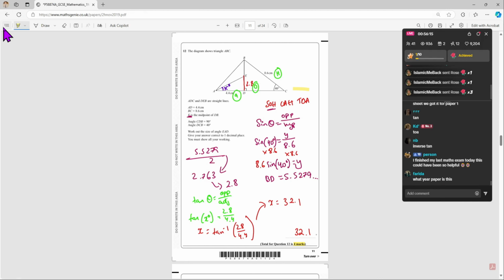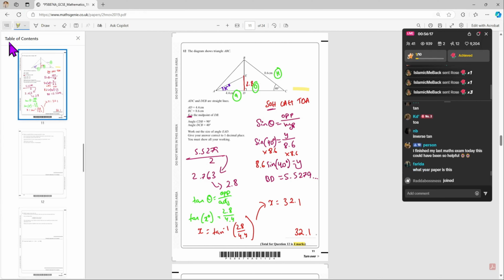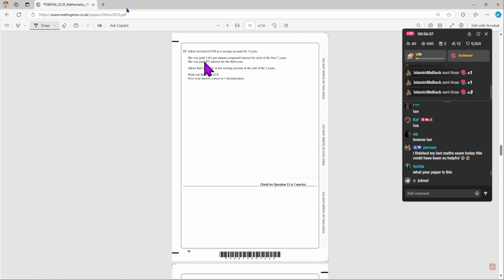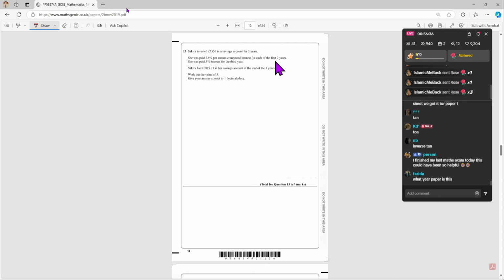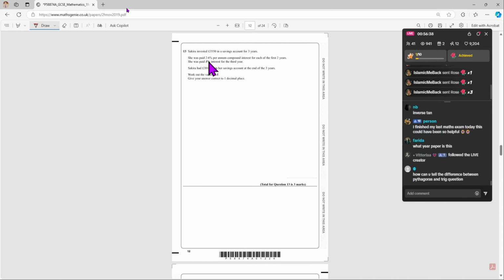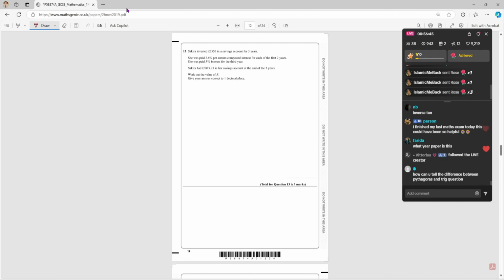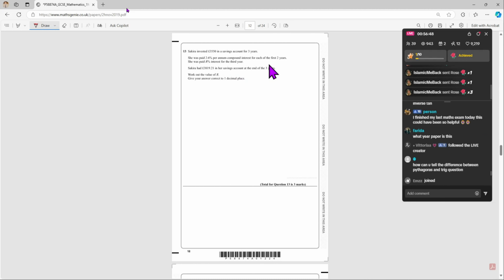So, moving on to our next question. Question number 13. This is from 2019, guys. Sakira invested $3,550 in a savings account for 3 years. She was paid 2.6% per annum compound interest for each of the first 2 years. She was paid 0% interest for the 3rd year. Sakira had £3,819.21 in her savings account at the end of the 3 years. Find the value of x.